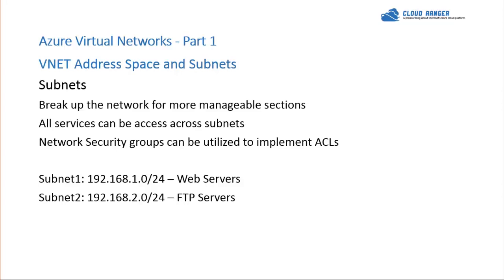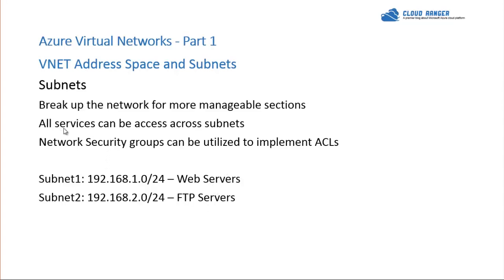So what I mean by that, you can have multiple subnets and how can they be beneficial? I have two examples here. I have subnet 1, which is 192.168.1.0 with a 24-bit mask, and a subnet 2 with a 24-bit mask with 192.168.2.0. So these web servers will not be on the same subnet as the FTP server, so there is an isolation here. But if these FTP servers would like to access the web servers for some reason, they will be able to do that.